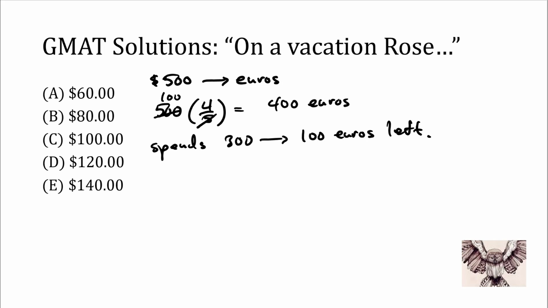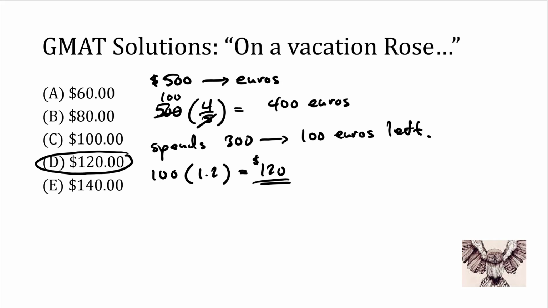And now she's going to exchange those for dollars at $1.20 per euro. So we just have to do 100 times 1.2. So that's $120 is what she gets back after her vacation. So nothing super profound going on here.